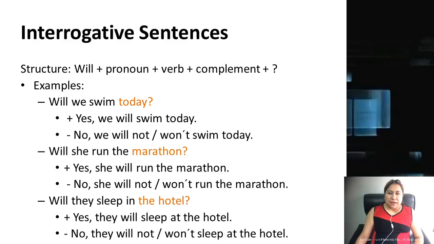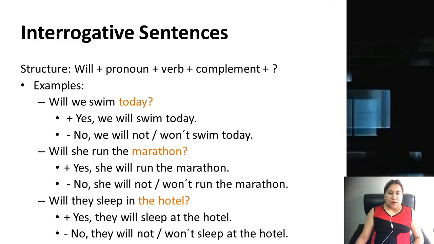And the second example: she runs the marathon. This is an affirmative way. How do I turn it into an interrogative structure? Remember, we have to use first of all the auxiliary will. Will she run the marathon? The positive answer is yes, she will. Negative answer, no, she won't, or no, she will not.